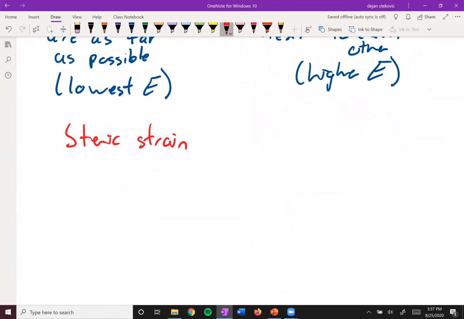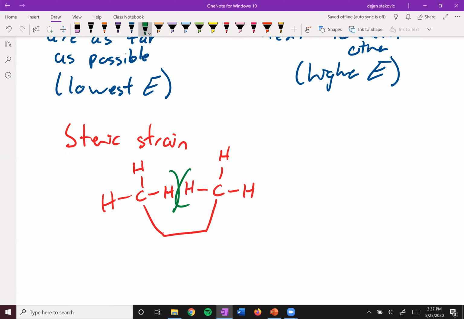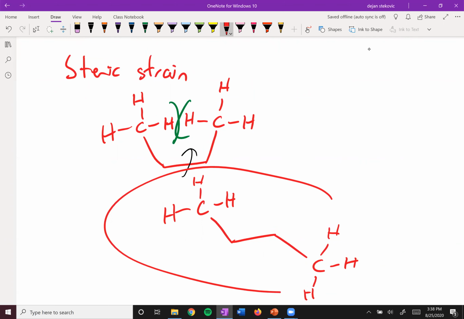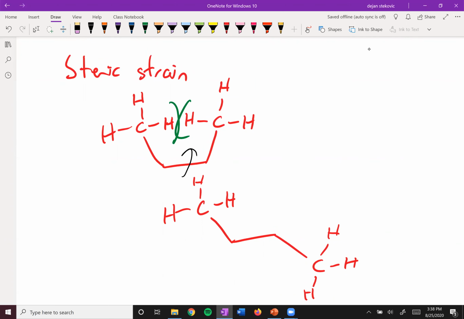And again, steric strain is really just because they're big things, right? So we have a CH3 over here, and then we have a CH3 over here, and steric strain is this right here, right? They're really big, and so they're kind of crashing into one another. They'd prefer to be further away, so they'd prefer to rotate about this bond. And now they're as far as possible, right? This one's anti and lower in energy.